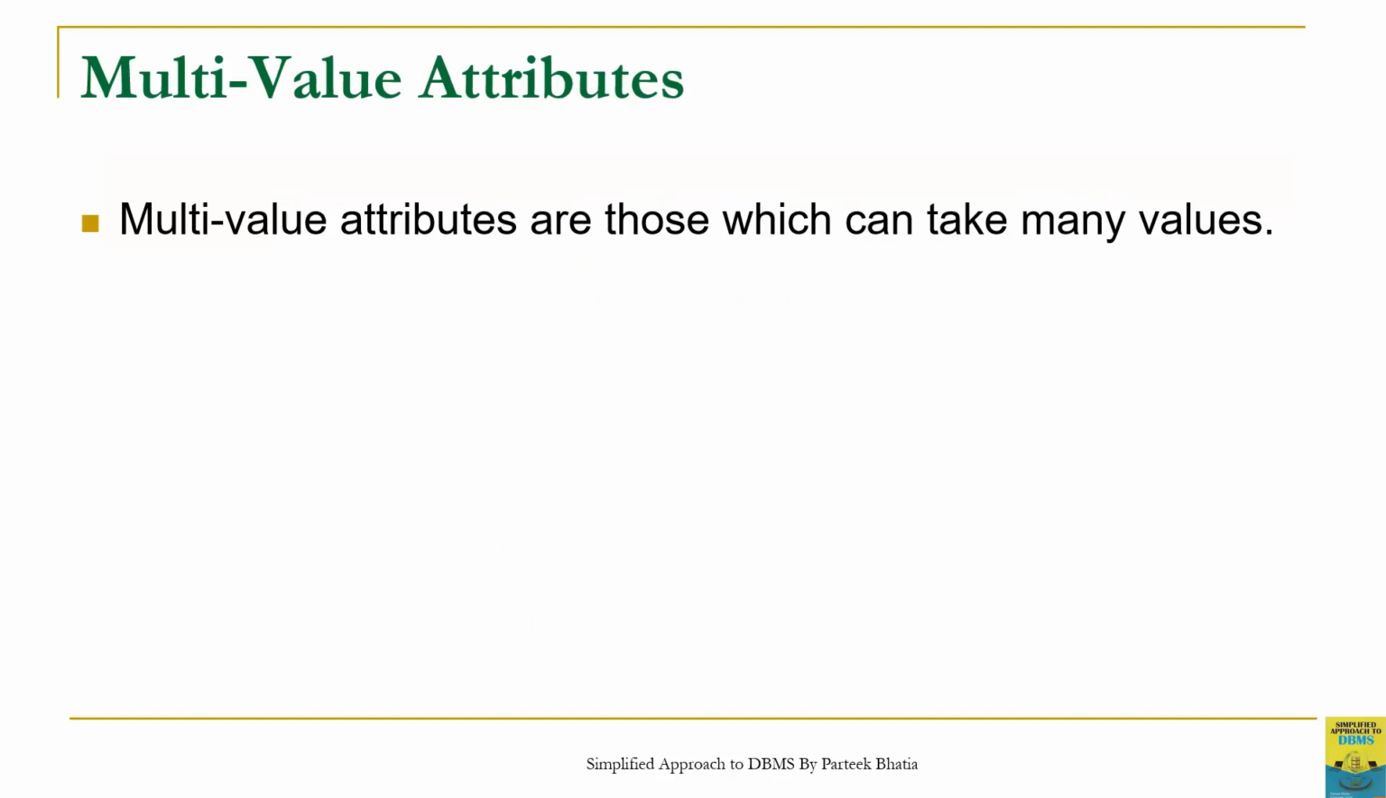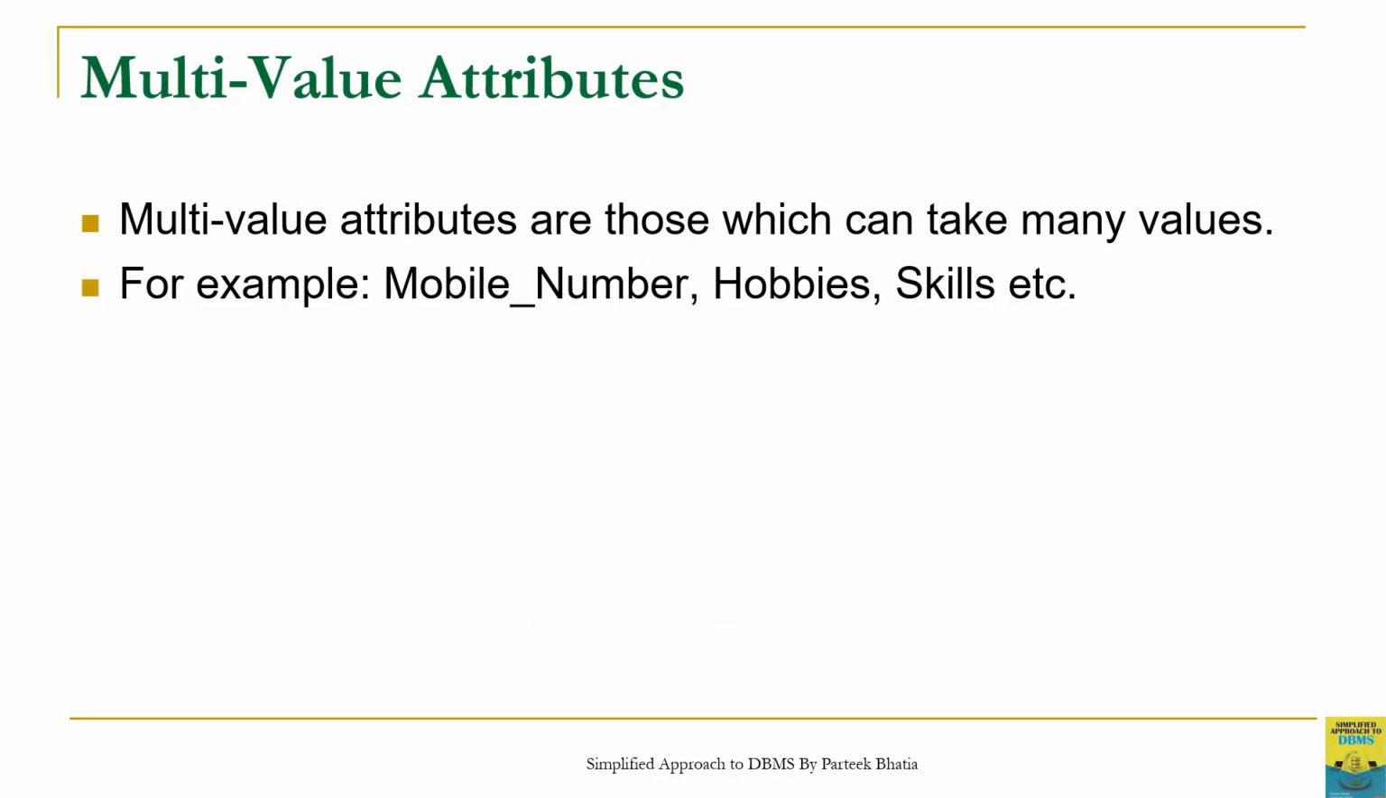Multi-value attributes are those which can take many values. For example, attributes like mobile number, hobbies, skills are all multi-value attributes because a student can have multiple mobile numbers, multiple hobbies, and multiple values of skills. So that's why these will be multi-value attributes for entity set student.